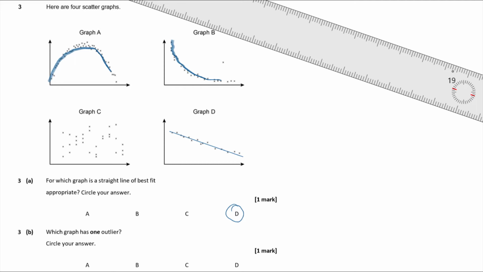Okay, well, one outlier. Well, C has just got bazillions of outliers. D are all pretty much in a line like little soldiers. Graph A, all of them seem to be following the same pattern. It's only really graph B that has a bit of an outlier, and that's that one there, isn't it? Okay, so it's going to be graph B that has one outlier.